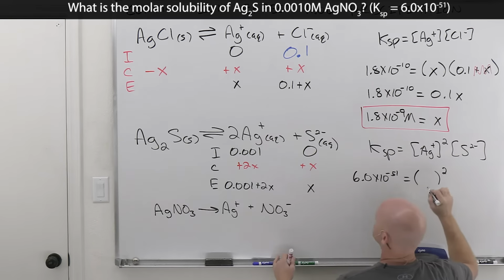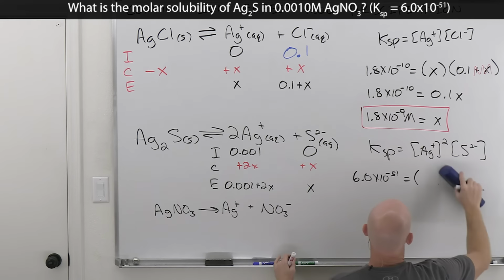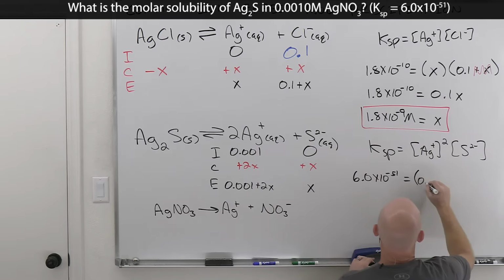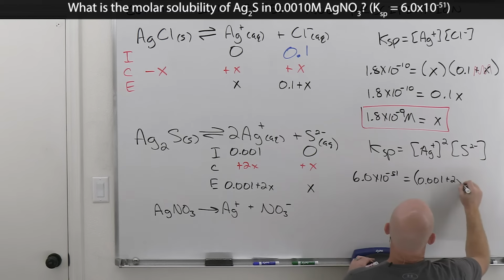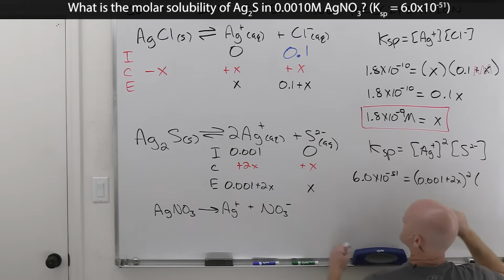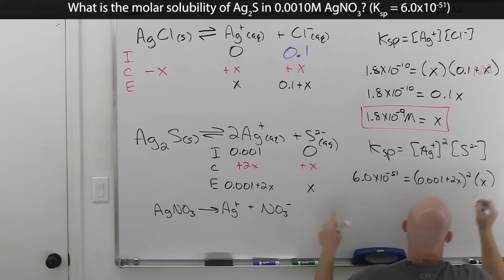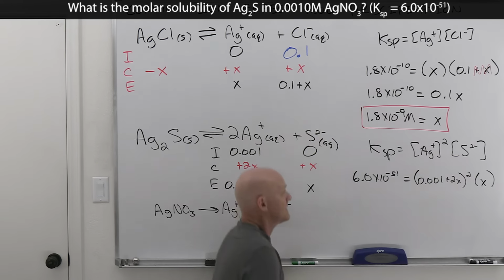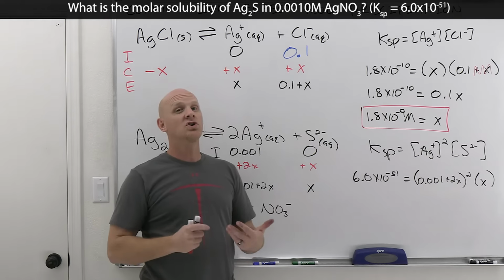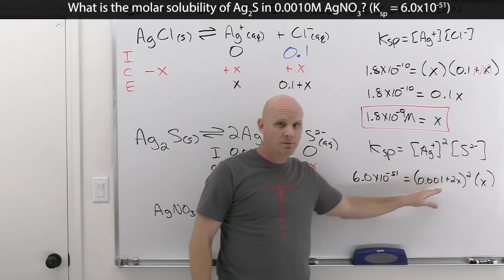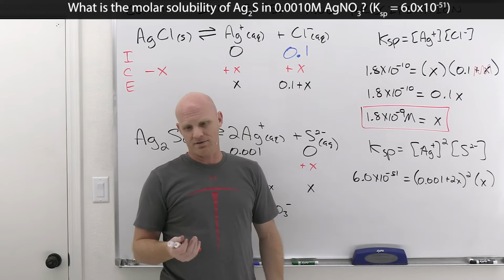And the silver ion concentration squared, I think I'm going to need more room than that, (0.001 plus 2x) all squared, and then times the sulfide concentration of just simply x. And this is even worse now. Now we've got a cubic equation. You're actually going to have some x cubed terms and stuff like this. And again, you're never going to have to solve those.